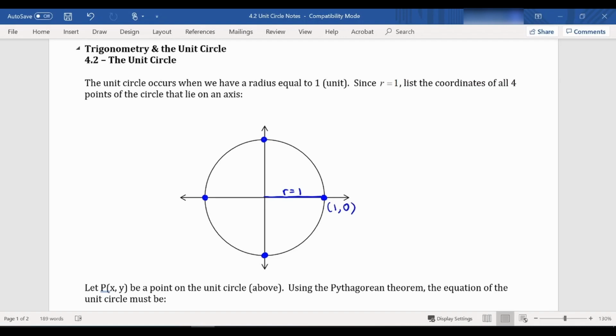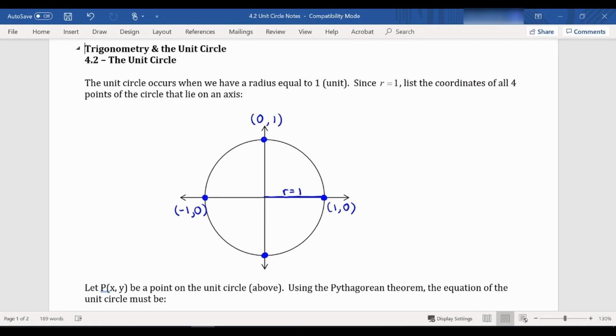Now, if I go upwards to the positive y-axis, again, our radius is 1, but this time this would have a y-coordinate of 1. And since we are on the y-axis, our x-coordinate should be 0. I can continue to the negative x-axis. Our radius is 1, but we are headed in the negative direction. This means x would be negative 1 on the x-axis. Y would be 0.